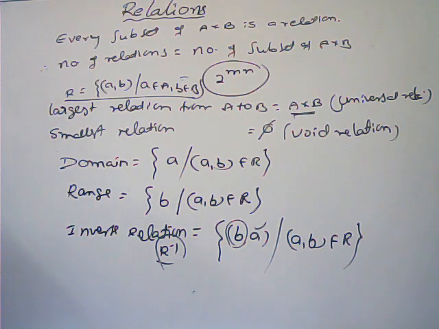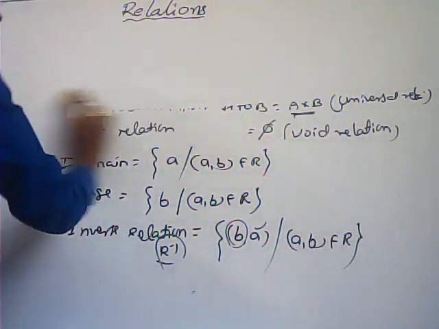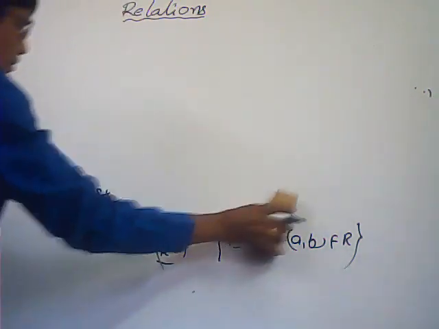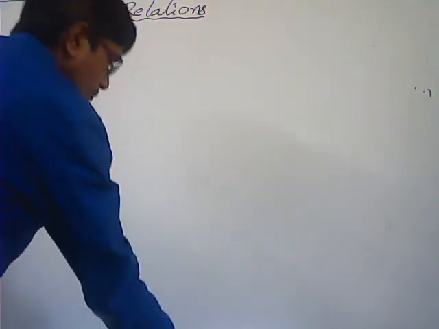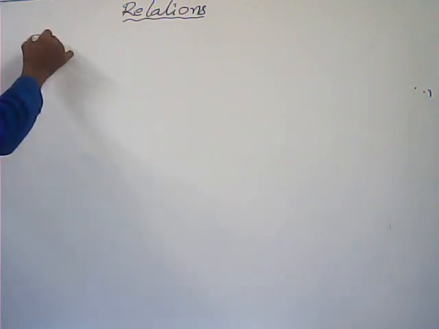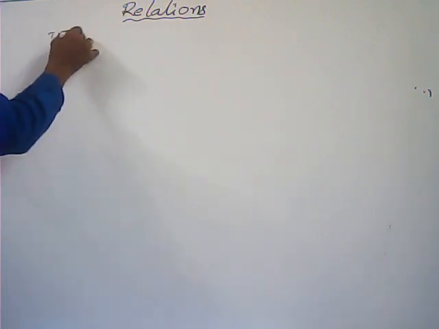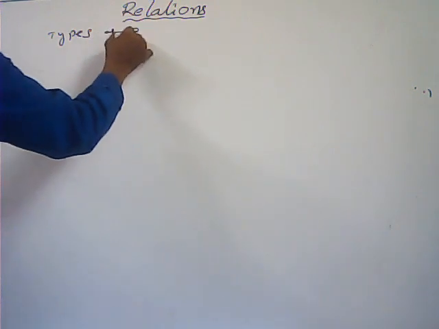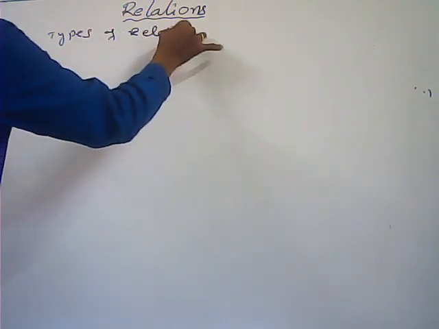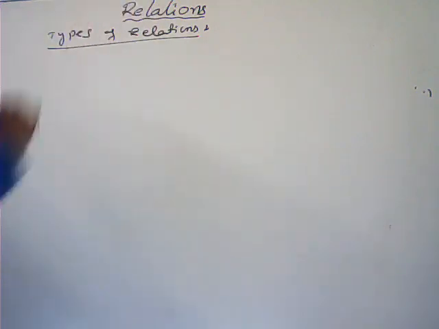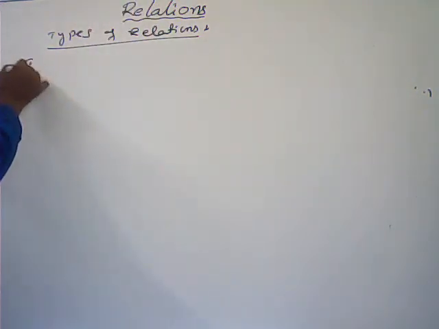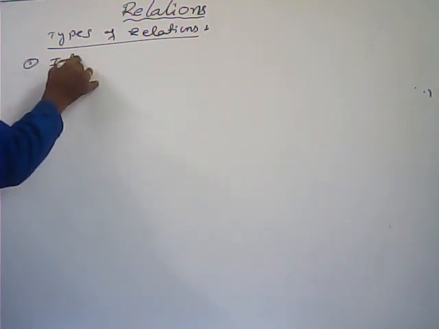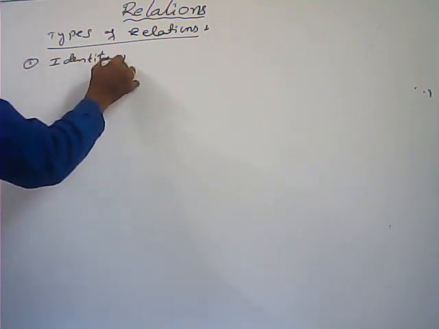Next, I am going to, these are very important types of relations. Types of relations. First one, identity relation.